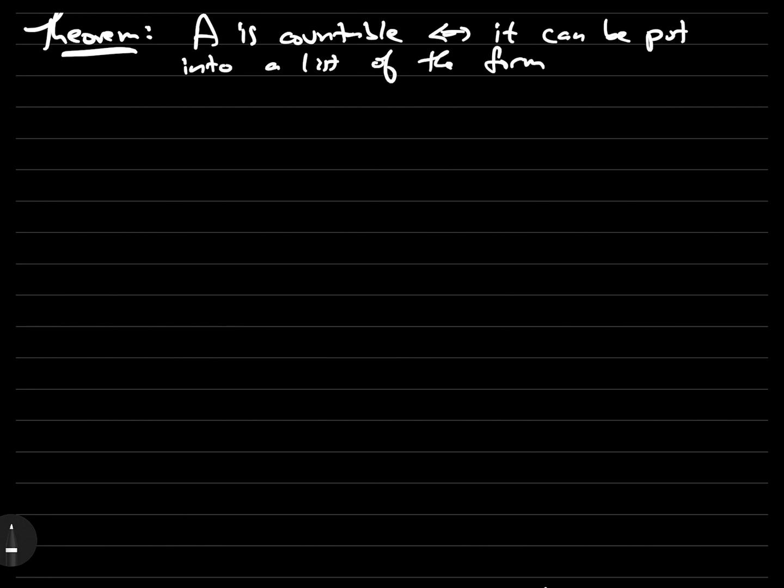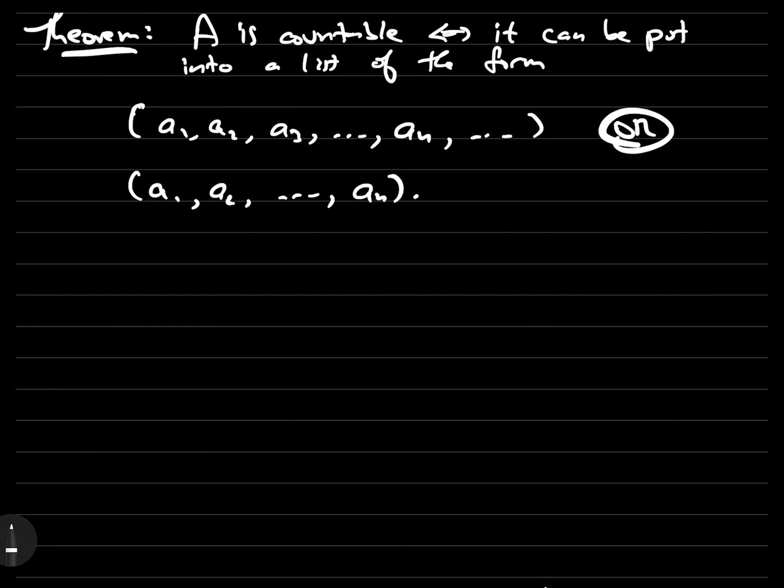Now a theorem. A set A is countable if and only if it can be put into a list. See here for details. In particular, we could also use the word listable instead of the word countable.